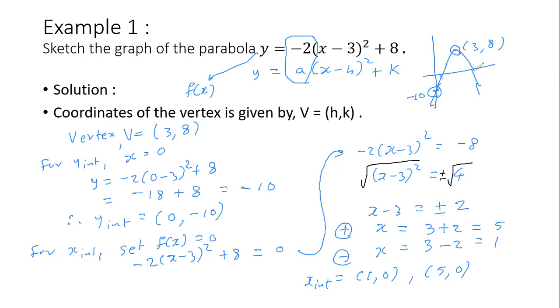These 2 points, we found 1 and 5. Let's do this graph on the other slide. Just keep in mind this is x and y. Just keep in mind the shape of the graph. It's going above this x-axis. 3, comma 8 is the vertex.